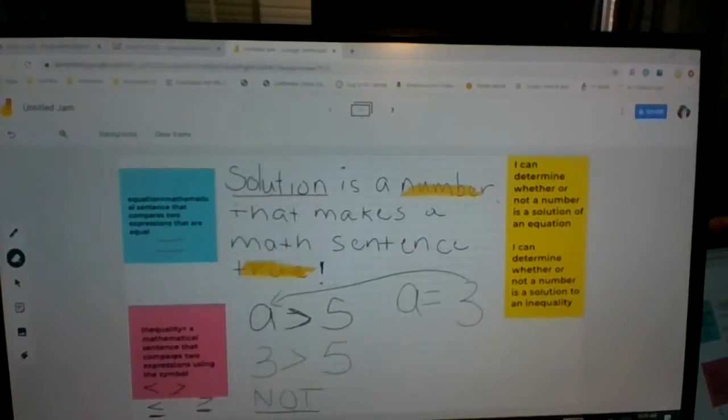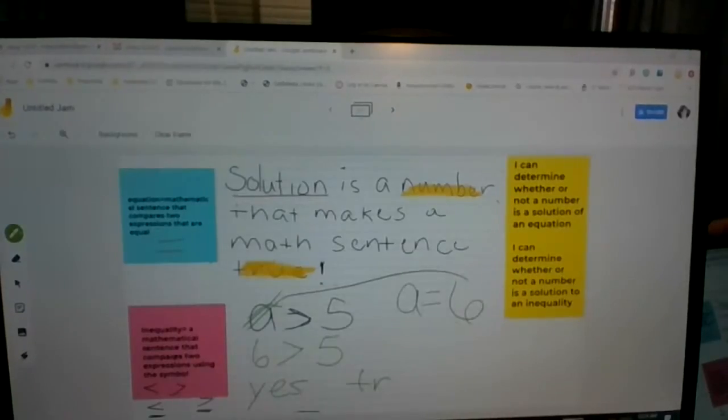All right, let me erase this one. This time, A is going to be equal to 6. Let's make it a 6. A is now equal to 6. So I'm going to substitute for that A, and I'm going to put in here a 6. Then I'm going to use the same symbol, and I'm going to put the 5. Now I'm going to answer this question. Is 6 greater than 5? The answer is yes. So it is true, or you could say it is a solution.